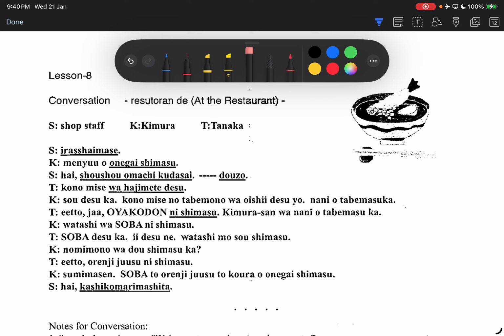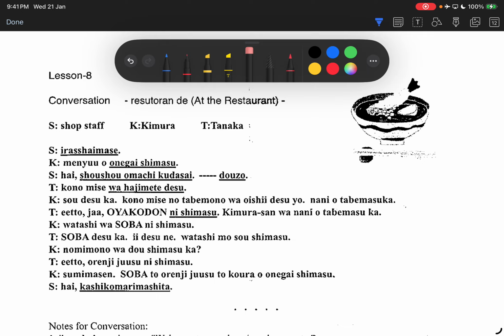いらっしゃいませ. Then K replies, メニューをお願いします. Right, this is what Jin-kun asked me just now, right? You can use お願いします everywhere. S replies, はい、少々お待ちください. どうぞ. Right? So どうぞ is just a giving action.